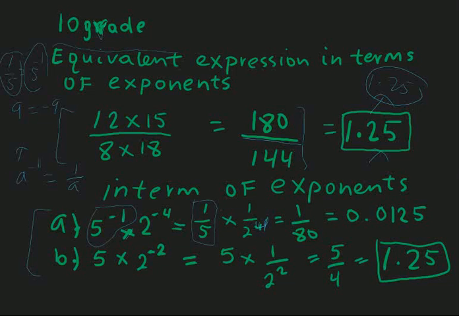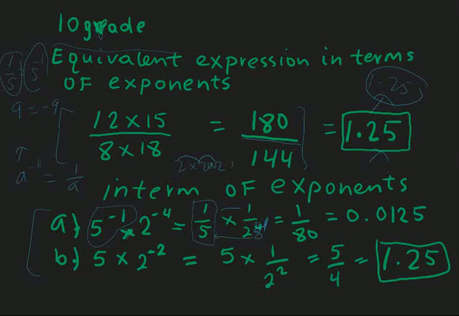Multiplying fractions, 1 times 1 is 1. Then 5 and 2 to the power of 4. 2 to the 4 is 2 times 2 times 2 times 2. 2 times 2 is 4, 4 times 2 is 8.